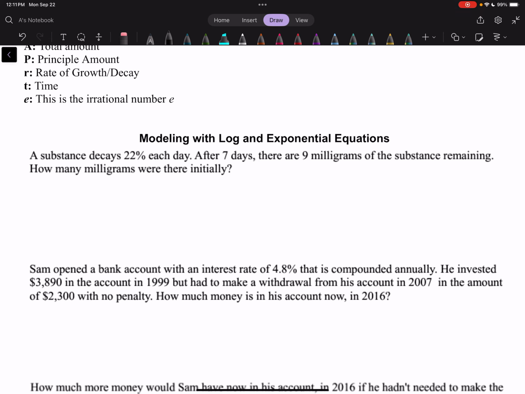Let's try this. A substance decays 22% each day. After 7 days, there are 9 milligrams of the substance remaining. How many milligrams were there initially? For this problem, I want you to notice nowhere in it does it say the word continuous. Therefore, we're using the discrete compounding. A, P, R, N, and T are the letters that I want.